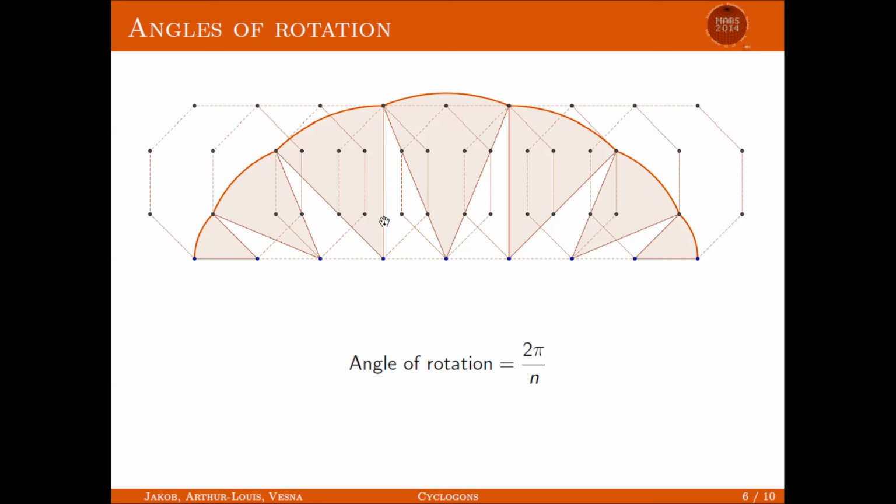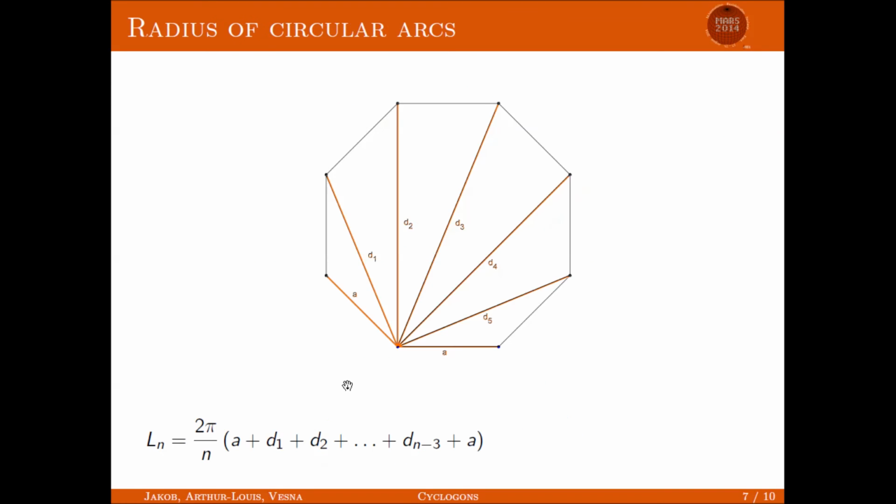the lengths of all but 2 radii of the circular arcs making up the cyclogon are equal to the lengths of the diagonals of the polygon that we can trace from one of its vertices. The remaining 2 radii are equal in length to the side of the polygon. So we have n minus 3 plus 2, which is n minus 1 circular arcs. Our next task was to come up with an equation to calculate the length of the diagonals.